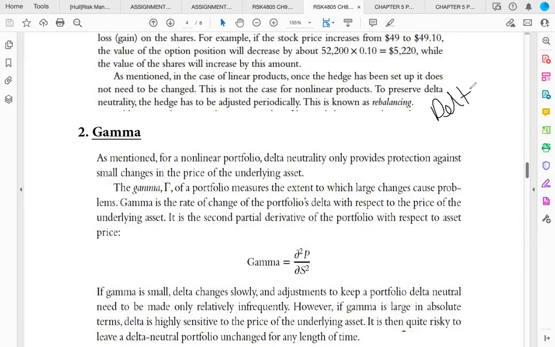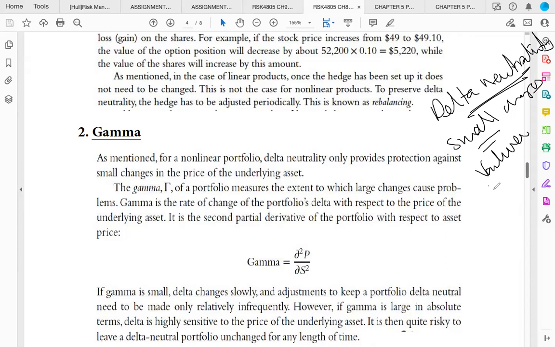We now know what delta neutrality is. Delta neutrality means that for small changes in the value of the underlying, our portfolio will not change value. That's what delta neutrality is telling us. It tells us that we can create a portfolio such that when prices of the underlying change by a small amount, the value of our portfolio will not change.